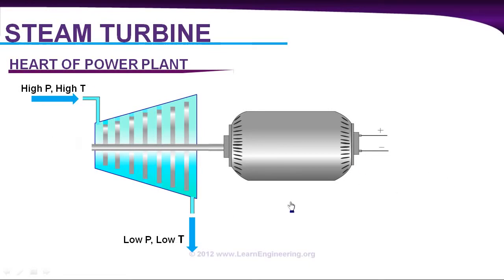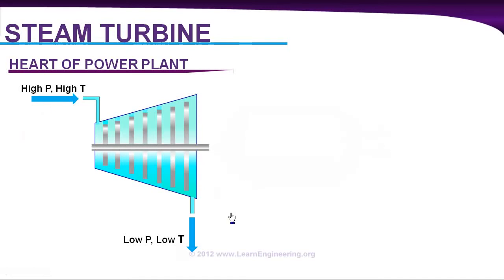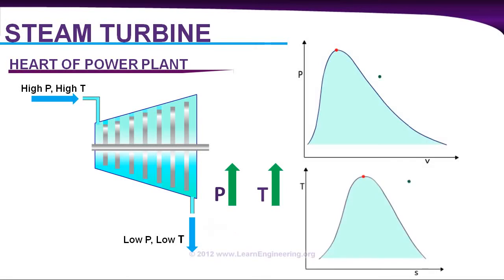That exactly is our challenge in a steam power plant: how to convert this low pressure, low temperature steam back to its original state, meaning a high pressure, high temperature steam. Before finding how to do this, we will analyze this process more thermodynamically. I have drawn two graphs here: one is a pressure-volume graph, and the next is a temperature-entropy graph.